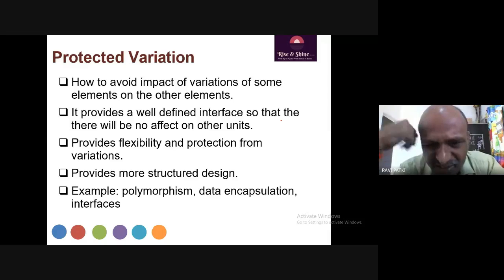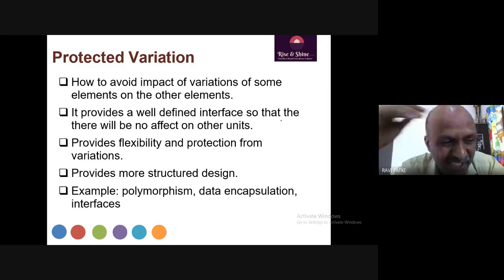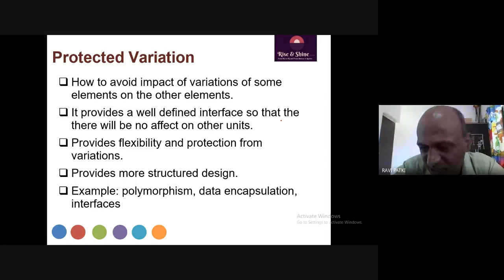Provide a more structured design. Examples: polymorphism, data encapsulation, and designing interfaces or wrapper classes are examples of protected variations. That is, we are protecting our data. With data encapsulation, whatever data we encapsulate within the class, can it be changed by another class? No, because the data is protected. Only the methods within a class can access it, so methods within a class behave as an interface to the outer world.